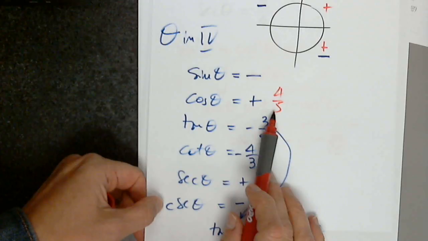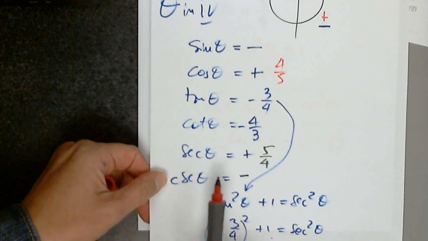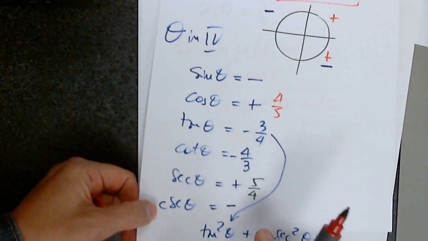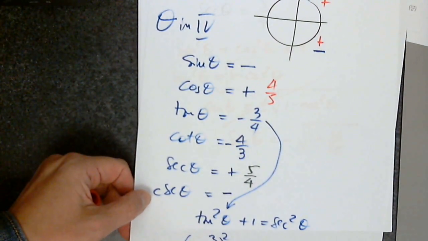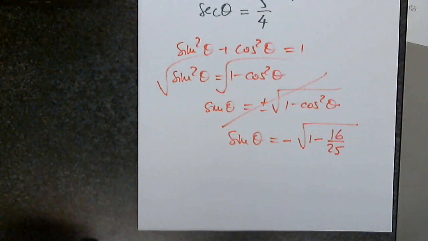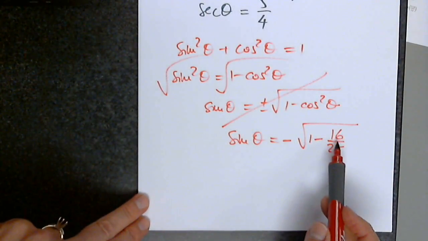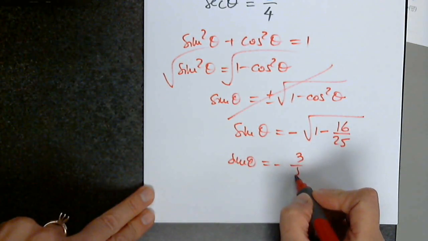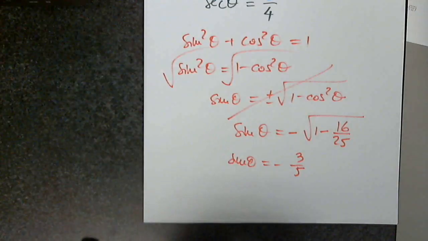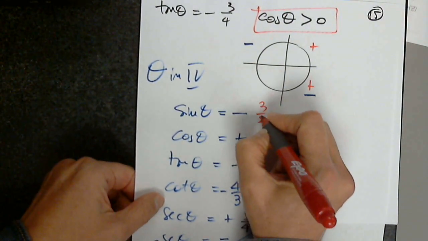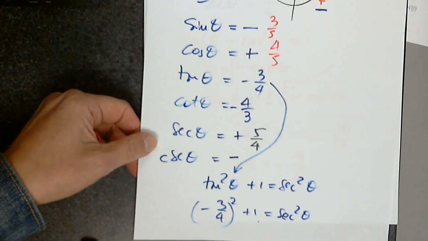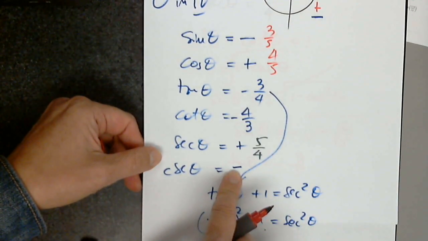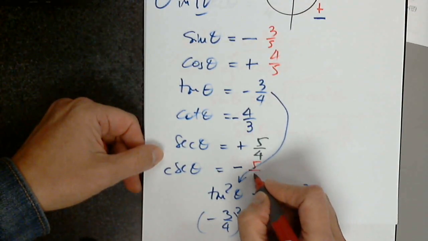Cosine cannot be a number greater than 1, right? So secant was 5/4, but cosine is 4/5 because it's the adjacent over the longest side of the triangle, so it has to be less than 1. So then 25 minus 16 is 9. So then sine theta equals negative 3/5. Once I have negative 3/5, I have cosecant. How much is cosecant? Negative 5/3.